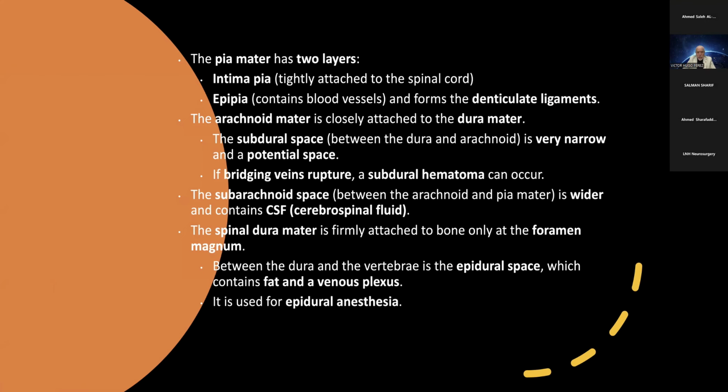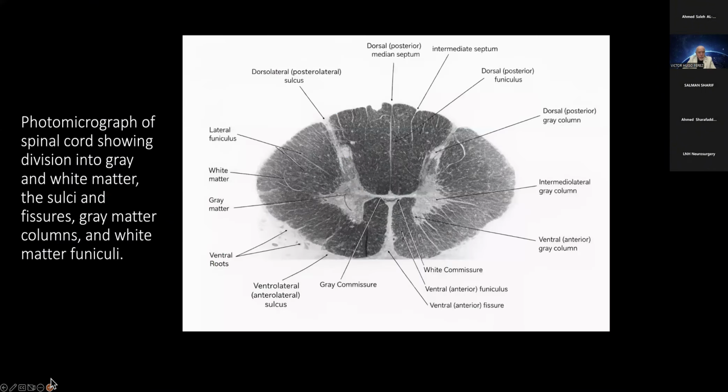The arachnoid mater is closely attached to the dura mater. The subdural space between the dura and arachnoid is very narrow and a potential space. If bridging veins rupture, a subdural hematoma can occur. The subarachnoid space between the arachnoid and pia mater is wider and contains cerebrospinal fluid. The spinal dura mater is firmly attached to the bone only at the foramen magnum. Between the dura and the vertebra is the epidural space, which contains fat and a venous plexus. It is used for epidural anesthesia.